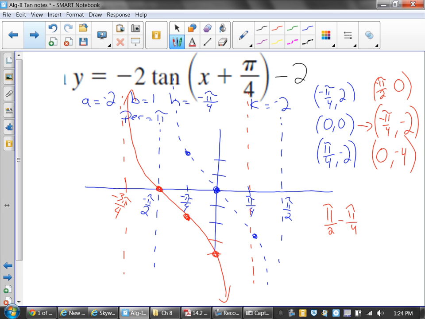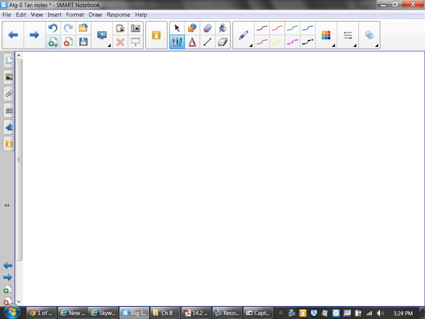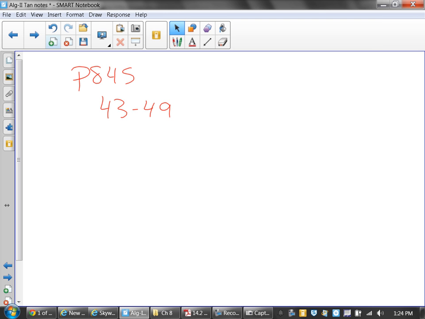Anyway, questions? Pay close attention when they throw a b value in here on you. They will do it. Same page for homework, page 845. I think it's 43 to 49, the 6 I want you to do. Every other one. Sorry, it starts on number 44.